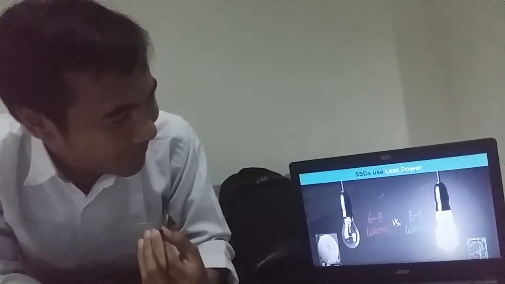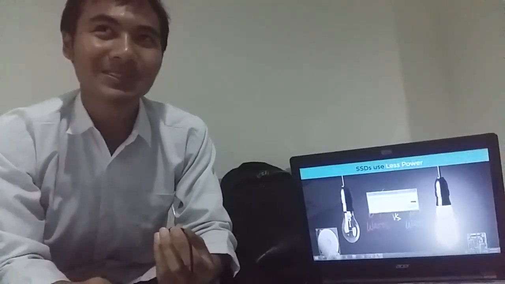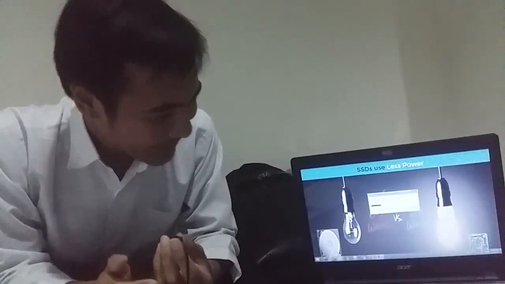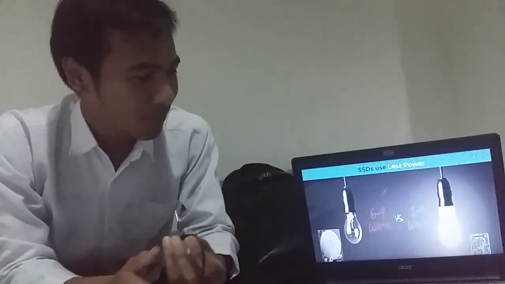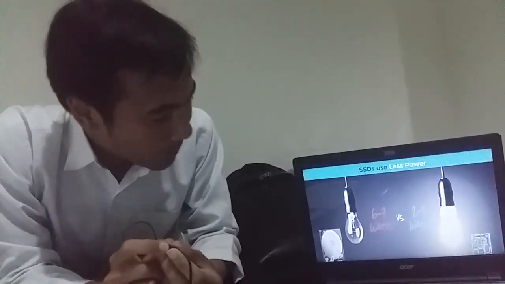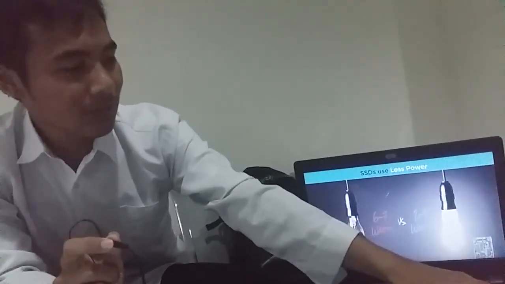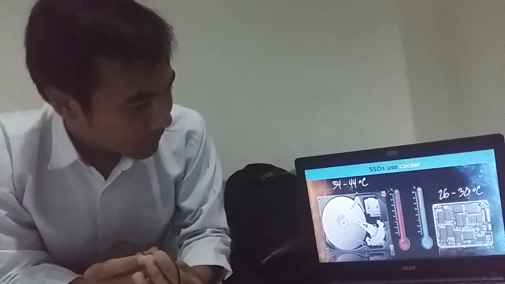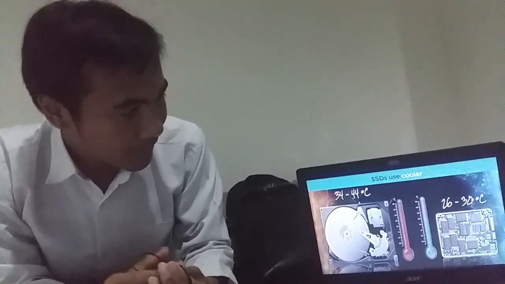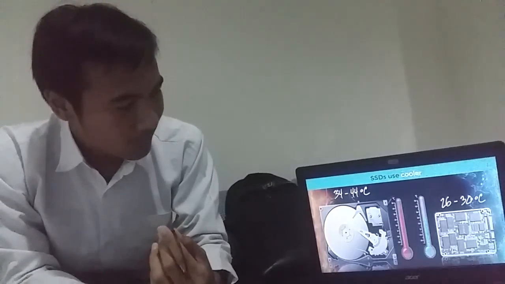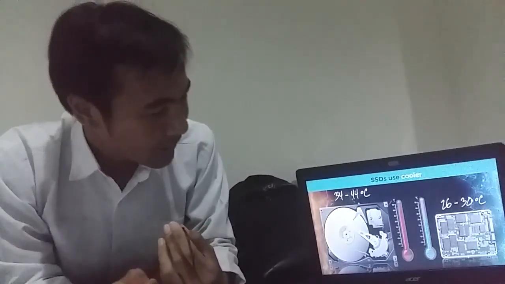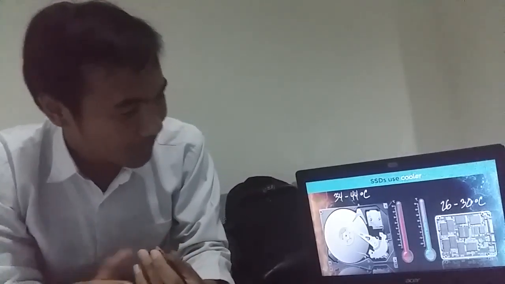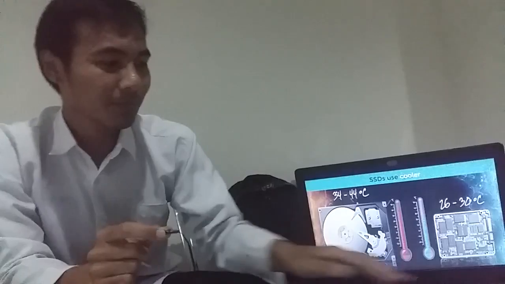And this is the next advantage. Solid state drives use less power. Solid state drives use only 2 to 4 watts instead of 6 to 7 watts when you are using a hard disk drive. And solid state drives are cooler. Solid state drives only reach about 26 to 30 Celsius, but if you use a hard disk, it will get 34 to 44 Celsius. So you don't have to worry about overheating.